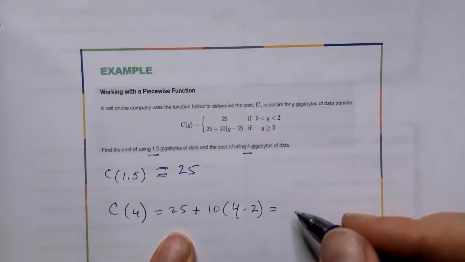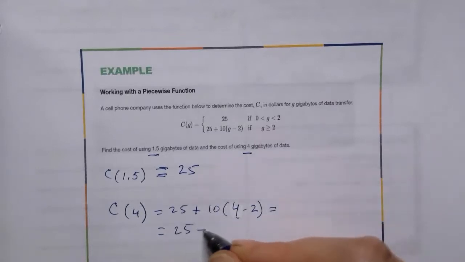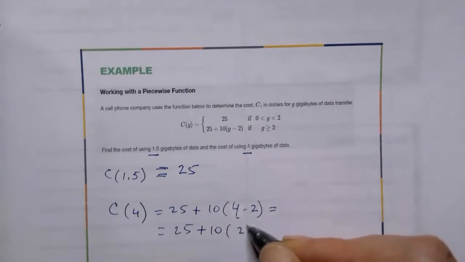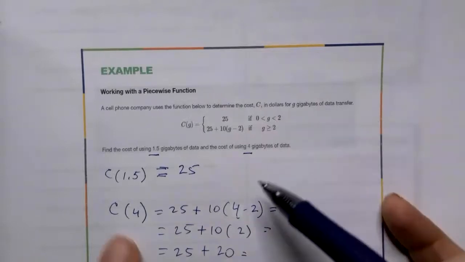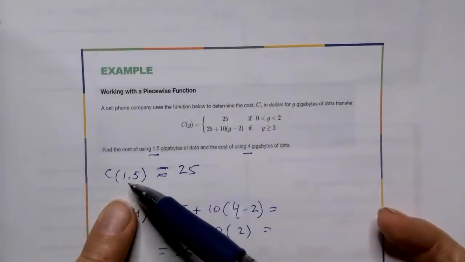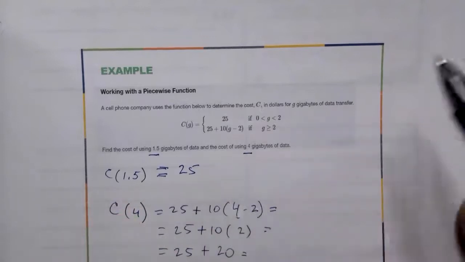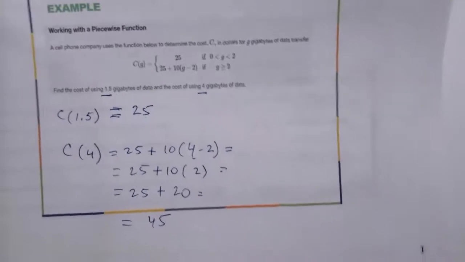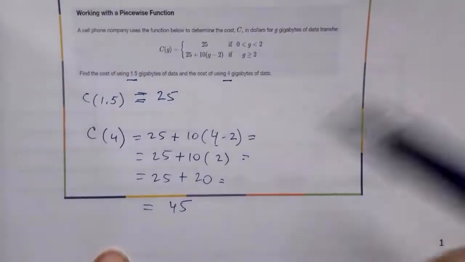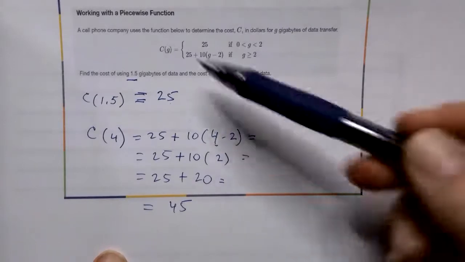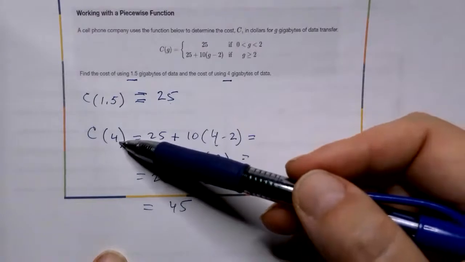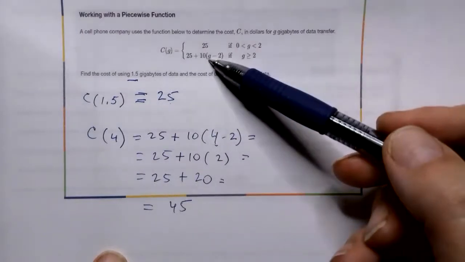And calculate the cost. 25 plus 10 times 2, which will give me 45 bucks. So the cost for transferring 1.5 gigabytes will be $25, and the cost for transferring 4 gigabytes will be $45.